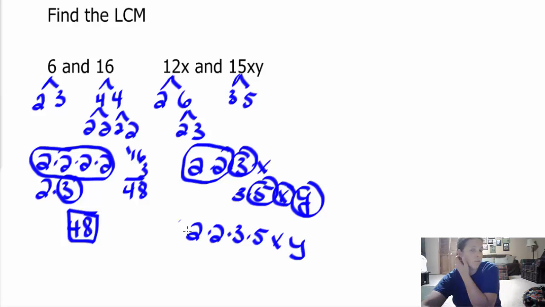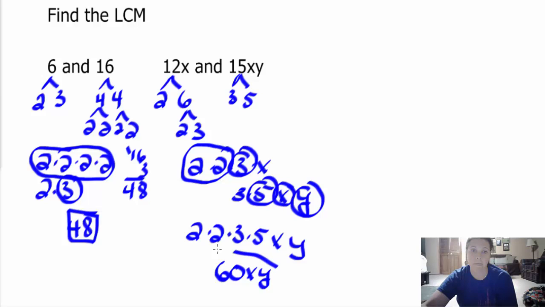So those are circled. So 2 times 2 is 4. 4 times 3 is 12. 12 times 5 is 60. So 60xy. And again, I do not mind if it doesn't tell you.